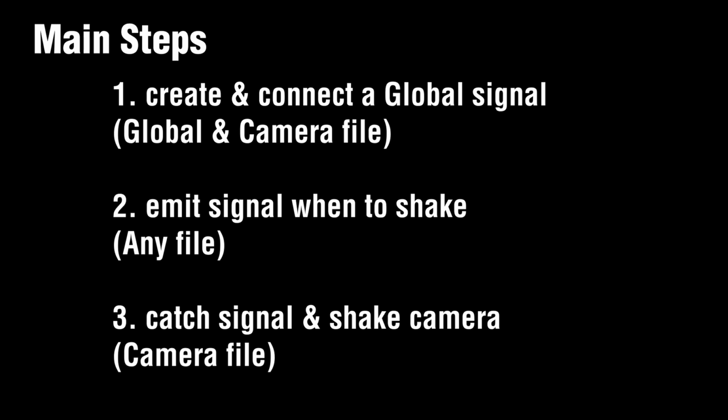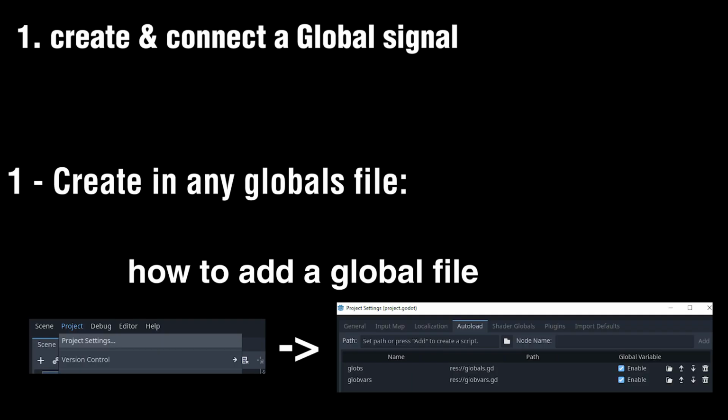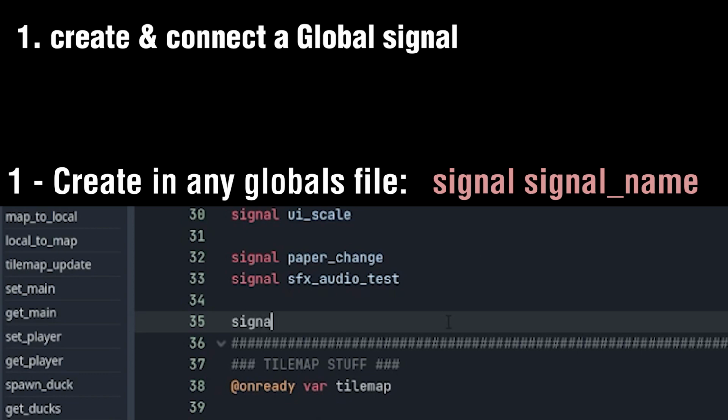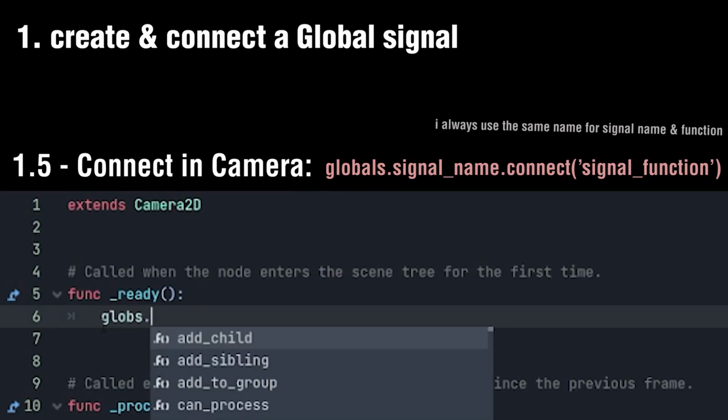They're right here. You can look at them. But first, create and connect a global signal. This is just done in your globals file. Just put signal walk_screen_shake. And to connect it, we connect it in the camera file that we just made.